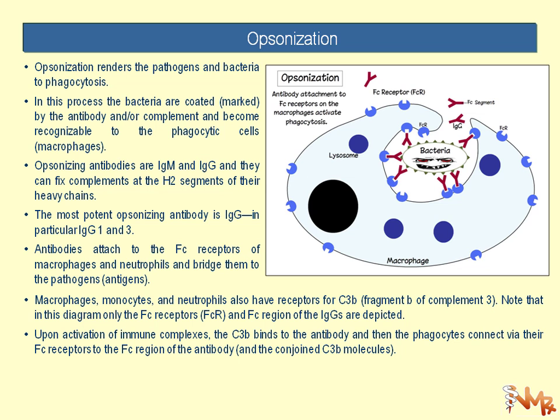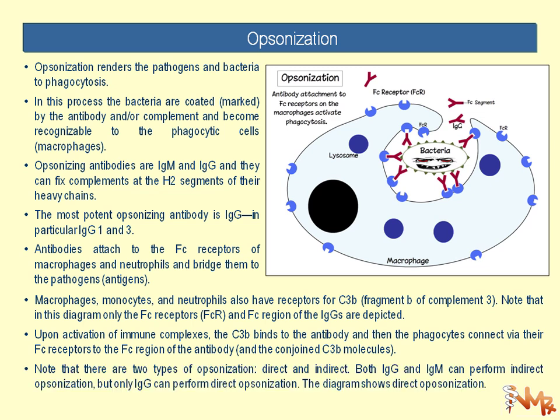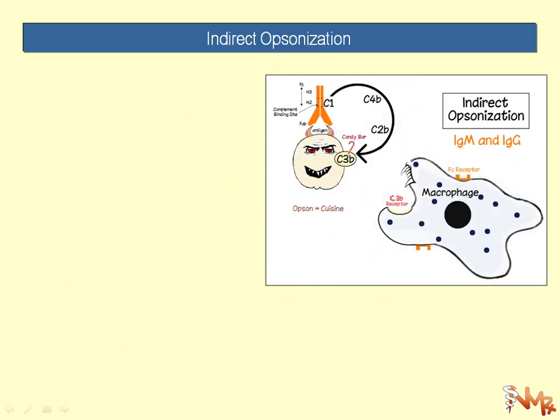Fc receptors to the Fc region of the antibody and the conjoined C3b molecules. I'm going to show that diagram shortly for you. That's indirect opsonization. There are, as I said earlier, two types of opsonization, direct and indirect. Both IgG and IgM can perform indirect, but only IgG can perform direct opsonization that you see in this particular diagram. So let's look at the indirect opsonization here.